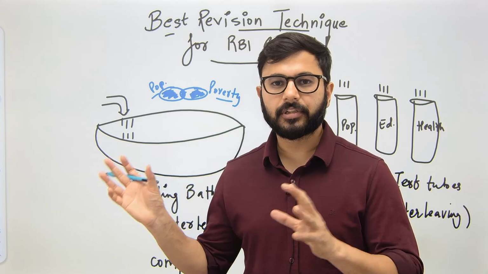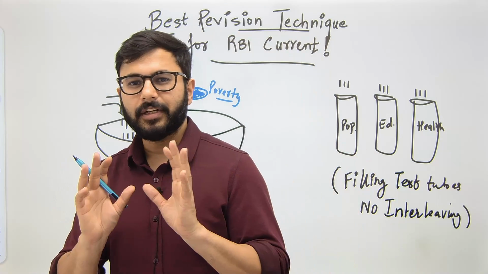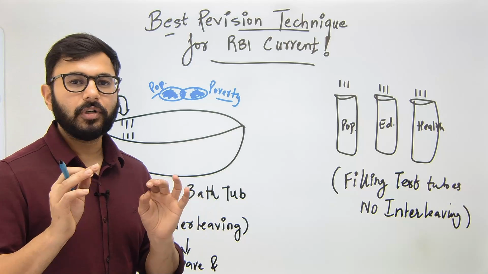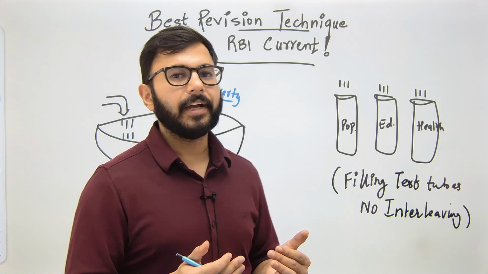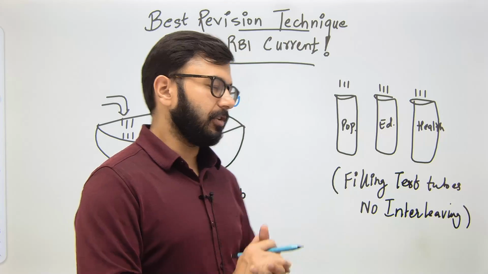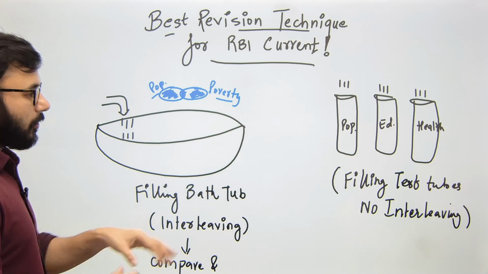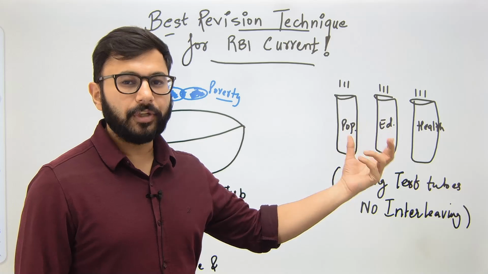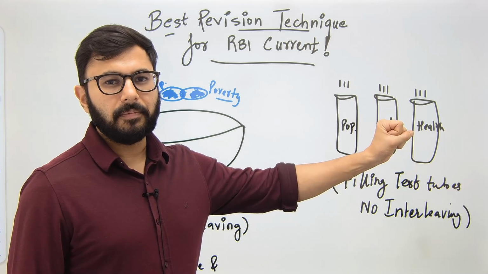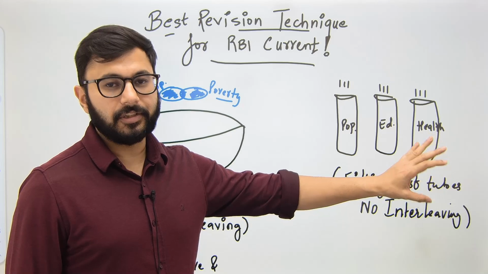I have created two very rudimentary diagrams in order to help you understand and help you internalize the idea behind these two techniques that I'm going to recommend to you for revision. The first is something that happens when you read something for the first time. This is a test tube method of reading and revising.